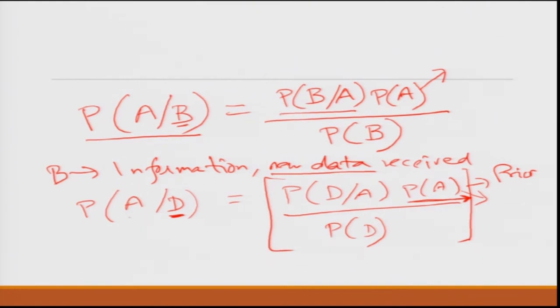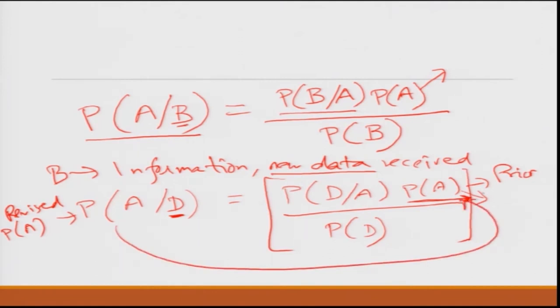after that iteration you get a revised probability of A. Now, in the next step you again put this value here, again get the new data and again revise your estimate. So, after some iterations, in a way simulations that you do, you get a stable value of probability of A given all the data that you have received.